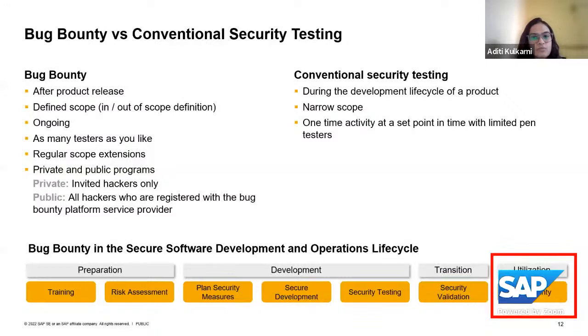I also want to mention that this is a prerequisite and mandatory before any application or module is released. Bug bounty can be considered only after the conventional security testing is performed. So bug bounty comes after the product's release. Here also we have a defined scope, but the scope is defined in terms of which modules and which vulnerabilities are going to be of more importance for the vendors. They can define that scope according to their requirements.